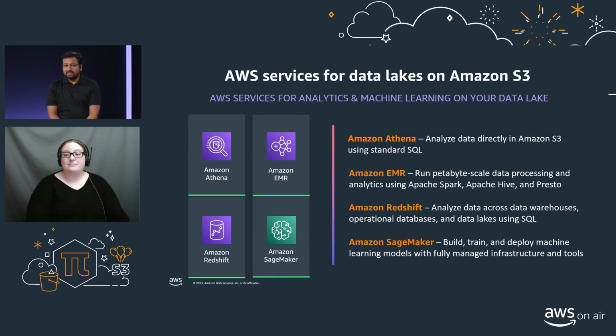Building your data lake on Amazon S3 makes it easy to take advantage of purpose-built AWS services. For example, with Amazon Athena, you can analyze your data in Amazon S3 using familiar SQL queries. With Amazon EMR, you can run large-scale data analytics and ETL jobs, potentially processing up to petabytes of data using popular big data engines like Apache Spark, Apache Hive, and Presto. On the other hand, you can analyze data across multiple data stores, for example, operational databases and data lakes using Amazon Redshift. Finally, with Amazon SageMaker, you can build, train, and deploy machine learning models while benefiting from a fully managed infrastructure.